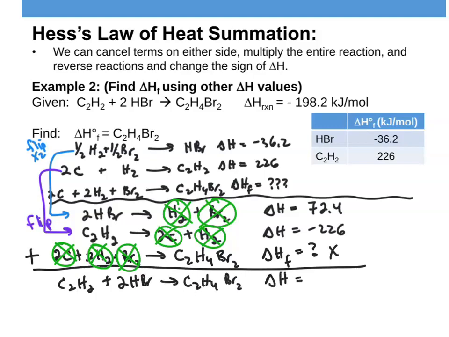But I do know this, right? I do know that this heat of reaction is negative 198.2. So remember that Hess's law, right? Hess's law is saying that your H overall, right? The overall change in heat is simply the heats that you add up from the individual steps.